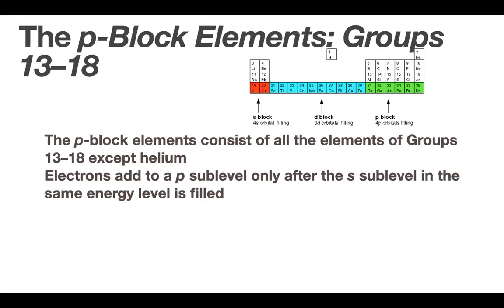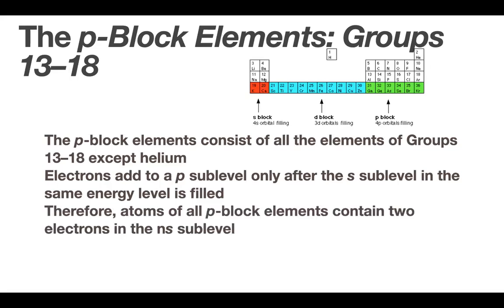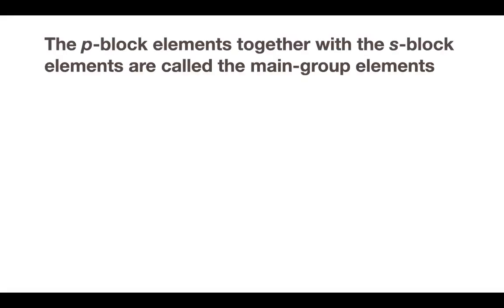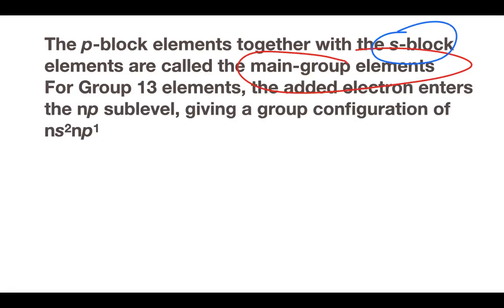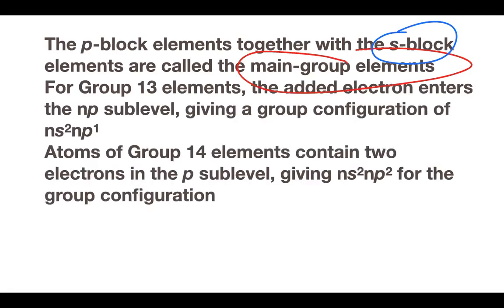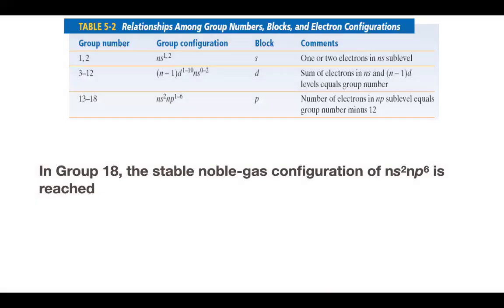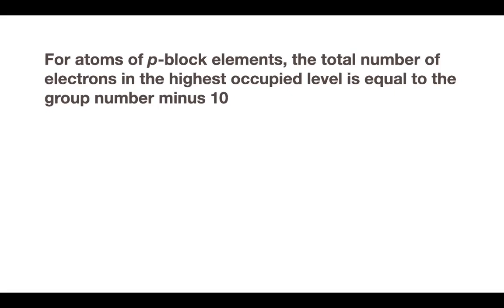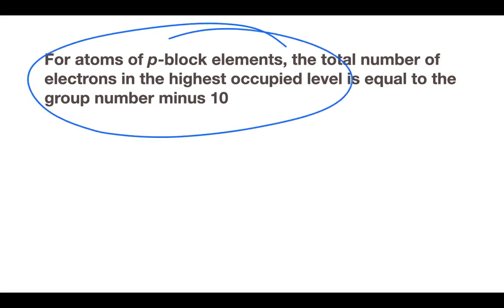Okay. P block groups 13 to 18. Of course, we're filling the P sublevels. All right. So the big thing here, these are referred to as main group elements together with the S block. So P and S block are main group elements. Okay, none of that is really important. The only thing that I do want to mention is a trick. This is the trick I wanted to talk about.